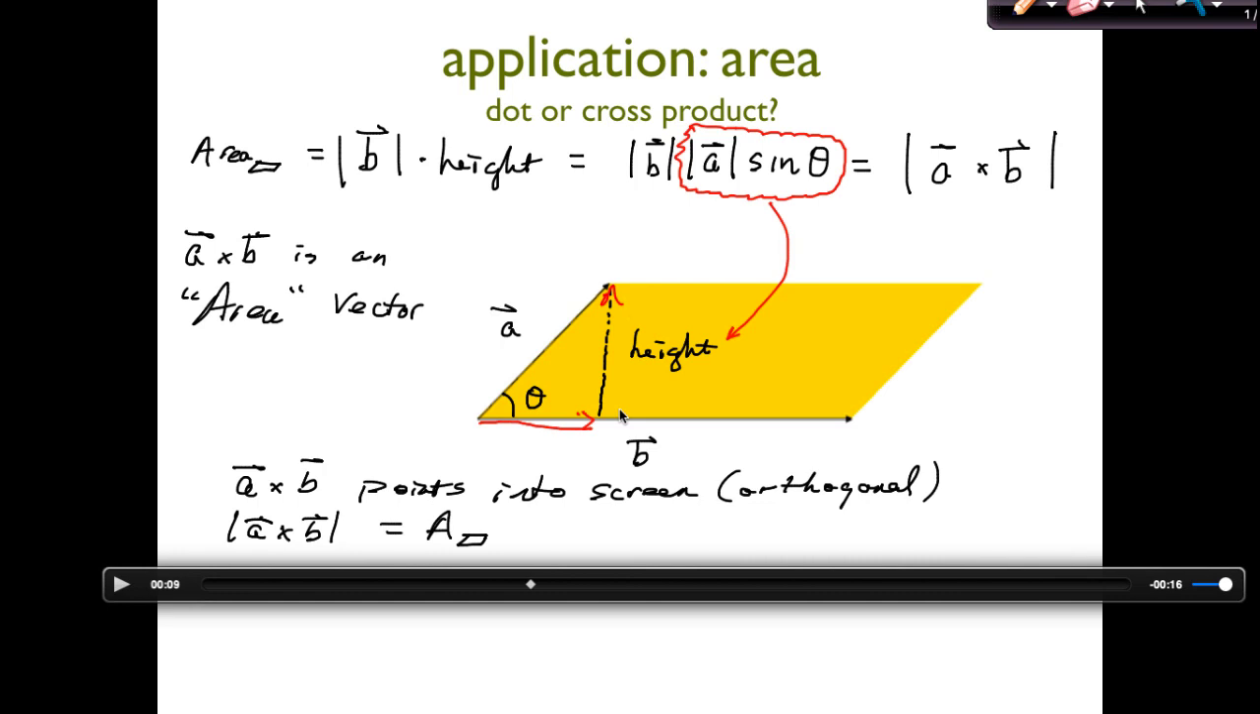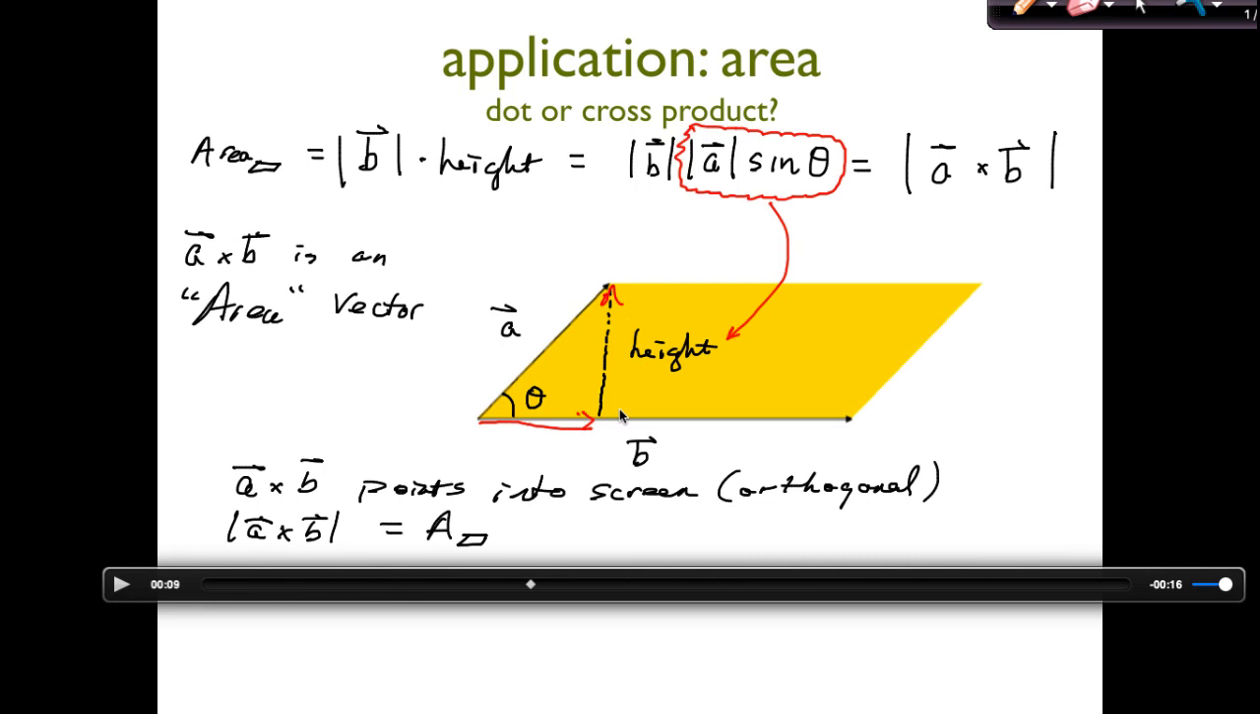So if you did B cross A, you'd get the exact same magnitude, the area of the parallelogram, but they would just be in the opposite direction now. So you're doing B cross A, you would have B this way, and then A this way, and now your B cross A would be coming out at you. That would be the only difference of B cross A from A cross B. Magnitudes are the same, opposite direction.